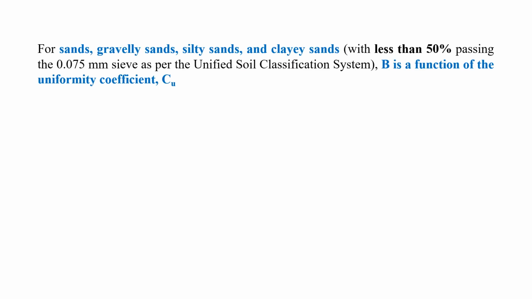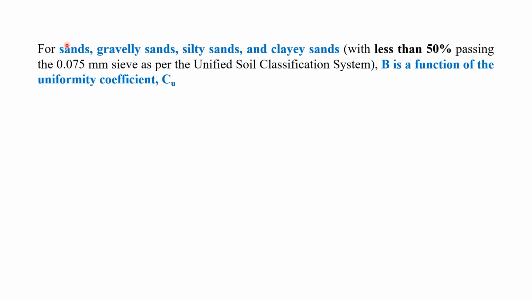Now we can see, whenever we are discussing retention criteria, we are discussing retaining soil using the geotextile as a filter. If the soil is, for example, sands, gravel sands, silty sands, and clay sands, right? But what is the condition? With less than 50% passing the 75 micron sieve as per the Unified Soil Classification System. That means more than 50% is going to be retained on the 75 micron sieve.